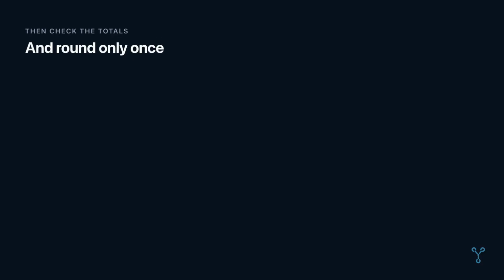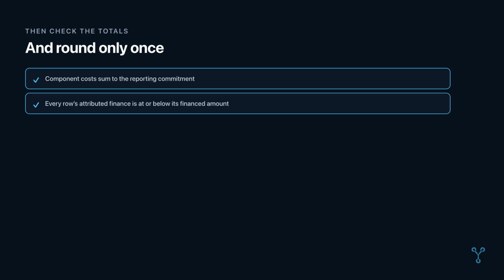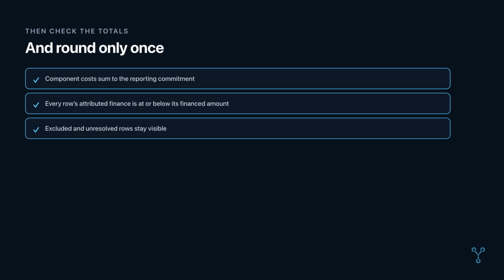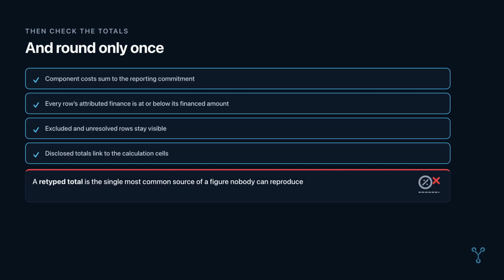Then check the totals. Component costs sum to the reporting commitment. Every row's attributed finance is at or below that row's financed amount. Excluded and unresolved rows stay visible. The disclosed totals link to the calculation cells rather than being typed in again. A retyped total is the single most common source of a figure nobody can reproduce.